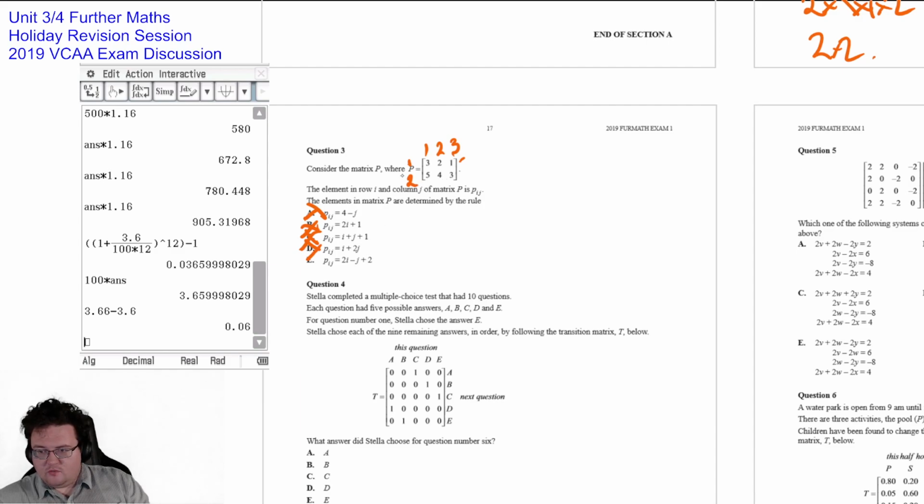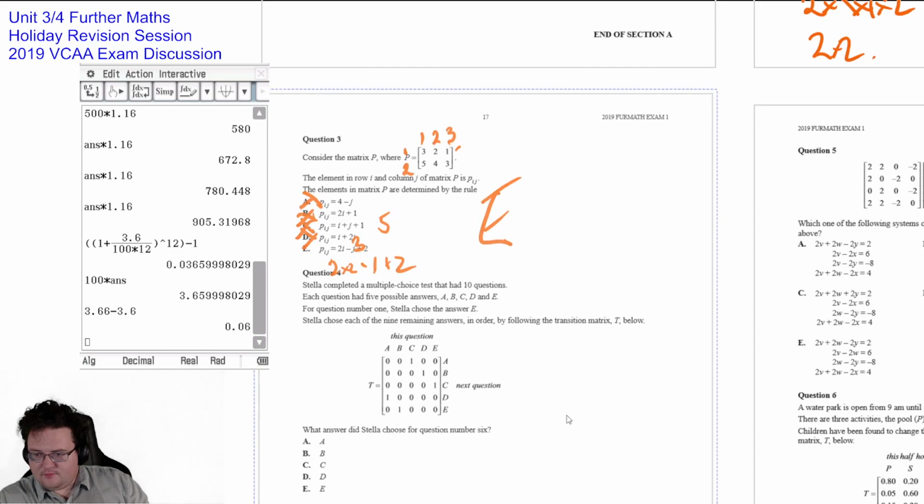If I go row 2, so i is 2, so that's 2 times 2 minus column 1, which is 1, plus 2. 2 times 2 is 4, minus 1 is 3. 3 plus 2 is 5. 2 times 2 minus 2 plus 2 is indeed 4. And 2 times 2 minus 3 plus 2 is indeed 3. So E is the only one that makes sense for that one.